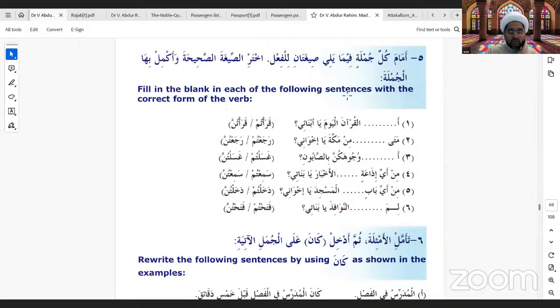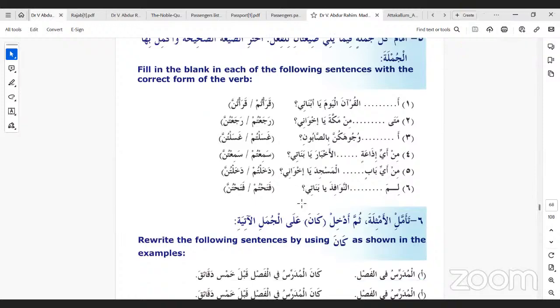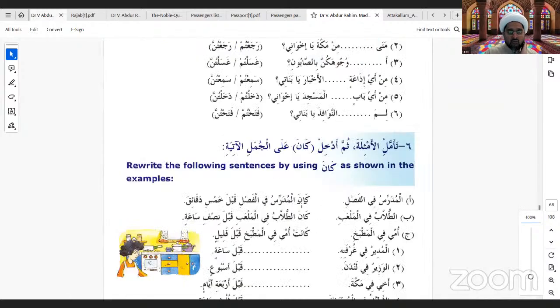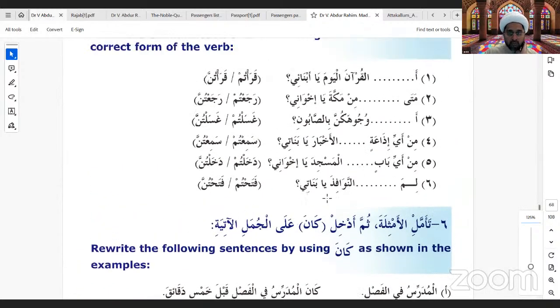It says: fill in the blank in each of the following sentences with the correct form of the verb. So you have two verbs, the masculine form and the feminine form, and you need to put the correct verb according to the sentence. The clue for knowing which verb to use is to check the pronouns in the sentence. Like kunna, when kunna has been used, you know it's feminine. Page number 68. And when you're using the word, for example, ya banati, my sisters, you will know that this is feminine. Bintun is one daughter, banati is plural feminine. So you're addressing a group of my sisters, so it has to be all females there.